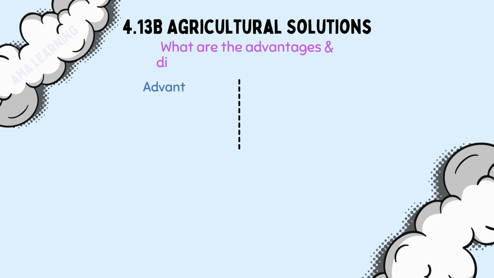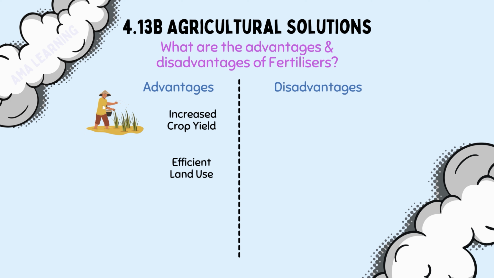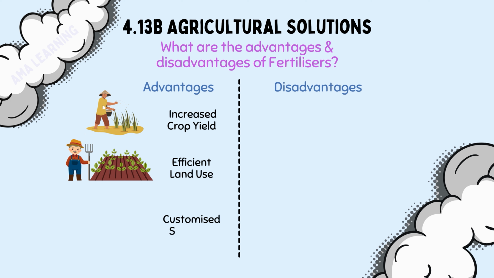What are the advantages and disadvantages of fertilizers? The following are advantages of using fertilizers. Number 1. Increased crop yield. Fertilizers boost plant growth and productivity, helping to feed larger populations. Number 2. Efficient land use. Fertilizers allow farmers to grow more food on the same amount of land, reducing the need for deforestation. Number 3. Customized solutions. Different types of fertilizers can target specific nutrient deficiencies in soil.